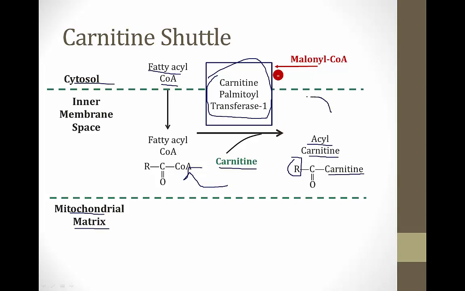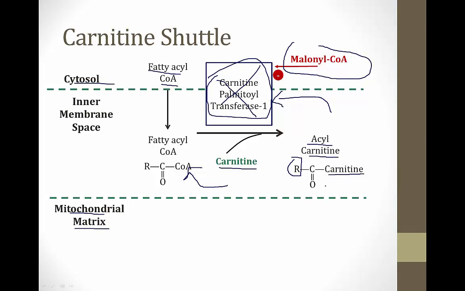Now note that CPT1 is a membrane-bound enzyme, so in the cytosol, malonyl-CoA can inhibit this enzyme, and that's important because, as we talked about before, you don't want beta oxidation and fatty acid synthesis occurring at the same time. So when fatty acid synthesis is occurring, malonyl-CoA levels will get high. That will inhibit CPT1. There will be less carnitine shuttle activity and therefore less beta oxidation.